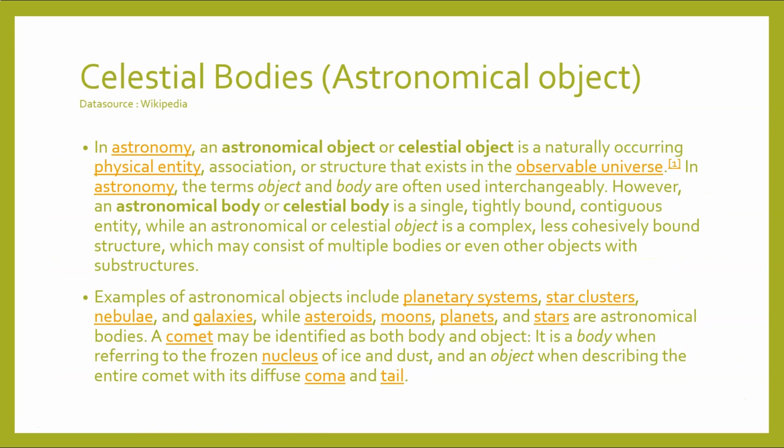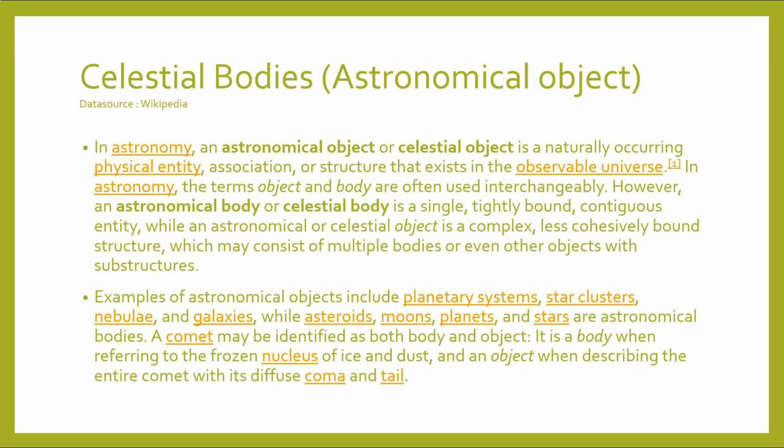So let's talk about celestial bodies or astronomical objects now. In astronomy, an astronomical object or celestial object is a naturally occurring physical entity, association or structure that exists in the observable universe. In astronomy, the terms object and body are used interchangeably. However, an astronomical body or celestial body is a single tightly bound contiguous entity, while an astronomical or celestial object is a complex, less cohesively bound structure which may consist of multiple bodies or even other objects with substructures. Examples of astronomical objects include the planetary system, star clusters, nebulae, and galaxies.